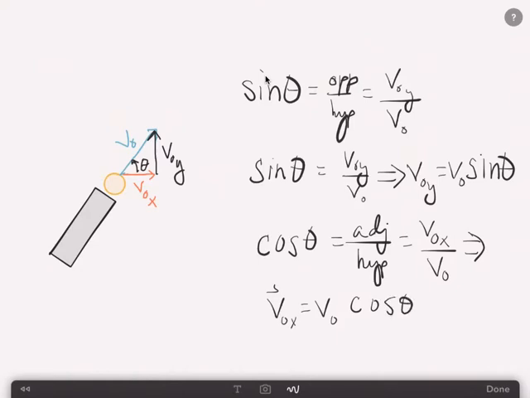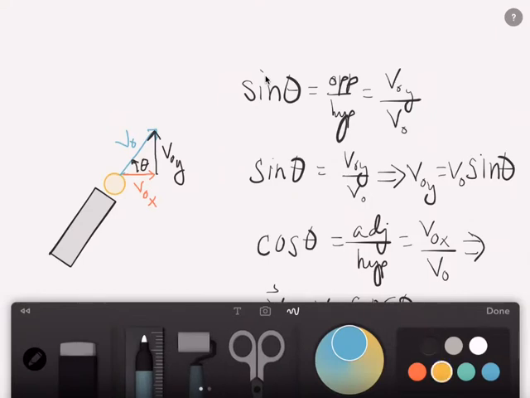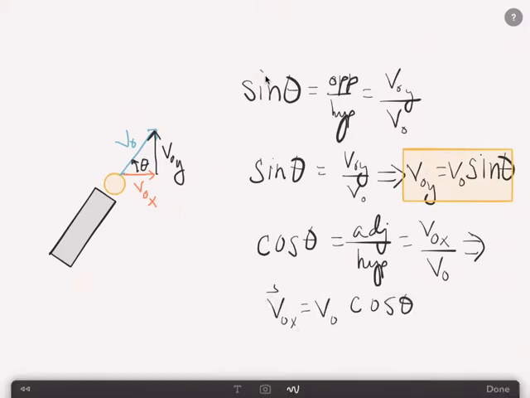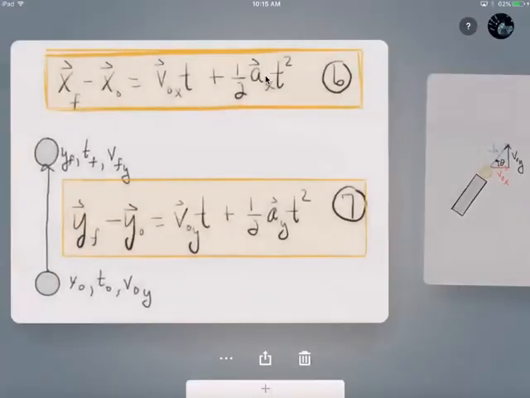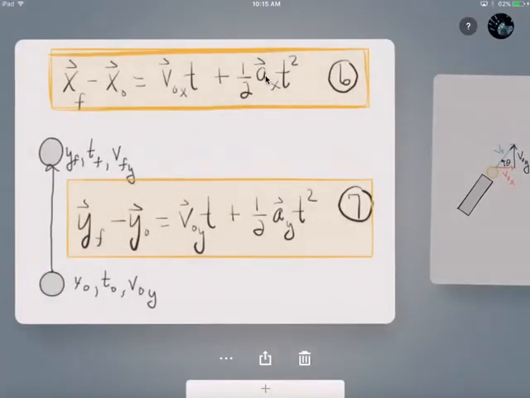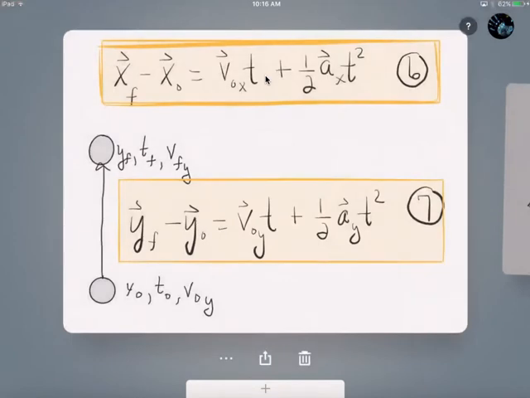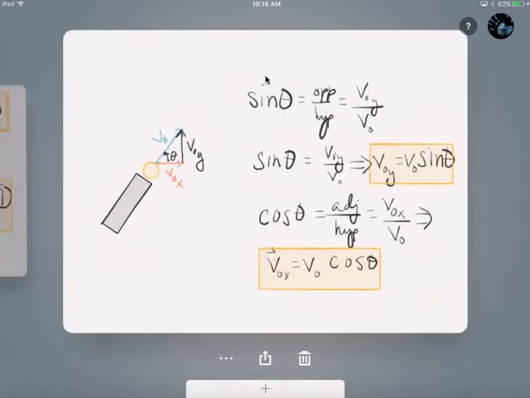Okay, so these two equations are going to be equations that we use in our kinematic equations to have more power, more description. So if we write our kinematic equations down again, and you'll see them right here, we're going to replace our initial velocity in the x direction and our initial velocity in the y direction with these trigonometric relationships.